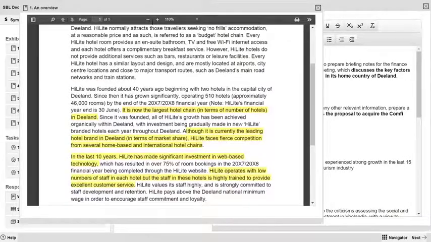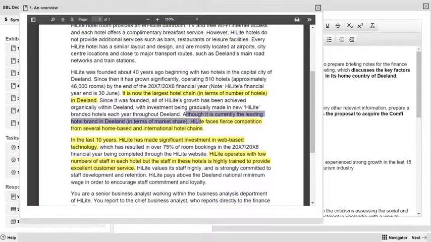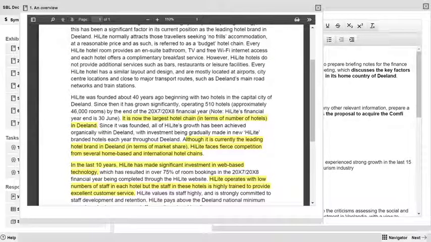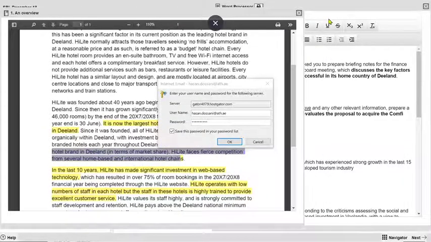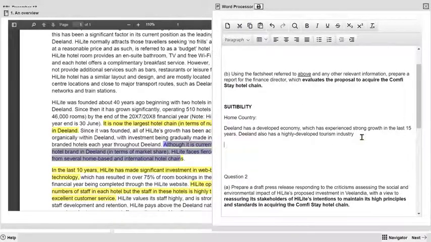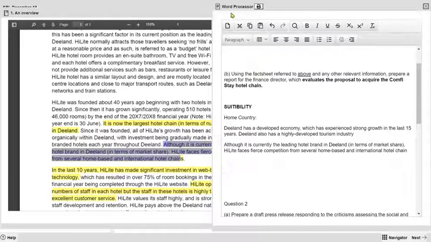Can anybody tell me where I can use this information? Although it is currently the leading hotel brand, Highlight faces fierce competition from several. Is this good or bad? Pros and cons. So the economy is good, industry is good, but I need to find a negative point because the professional skills also talks about pros and cons. Highlight faces fierce competition. So can I copy this? Where can I copy this? Again under home country, I think.